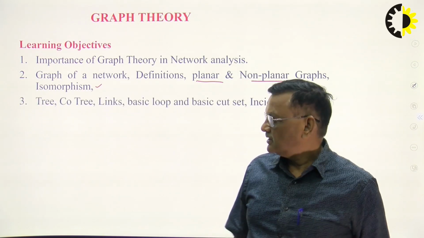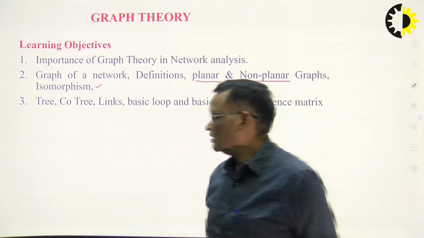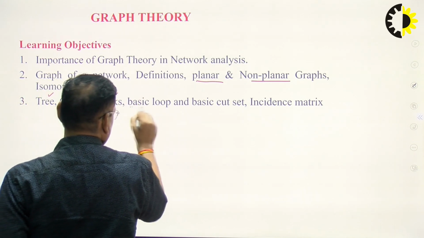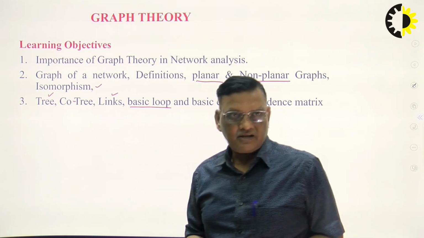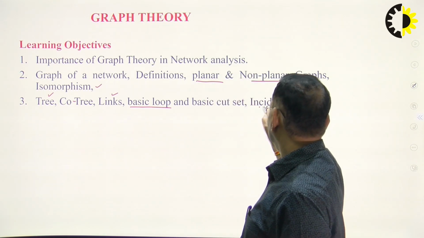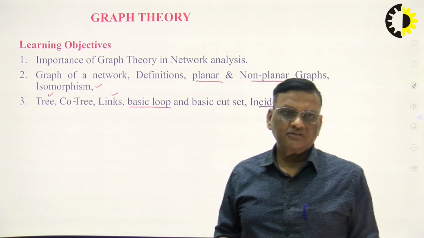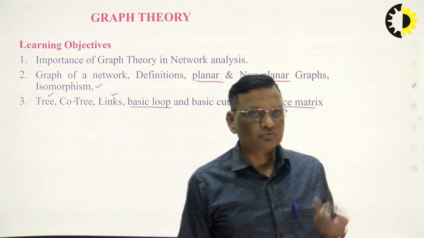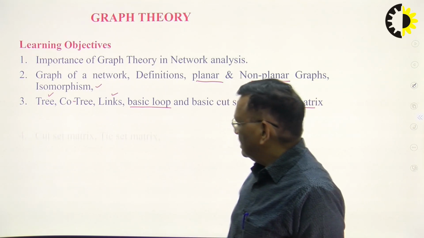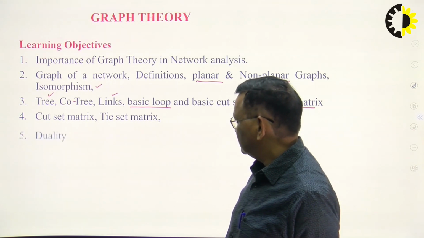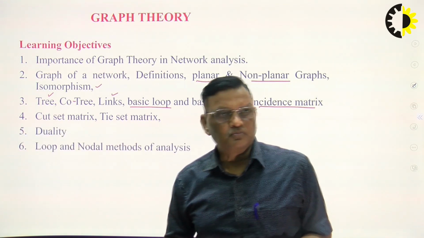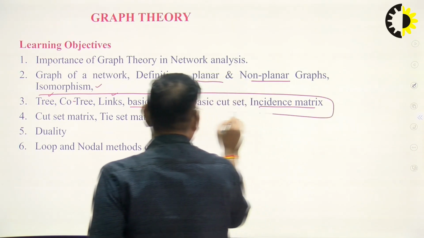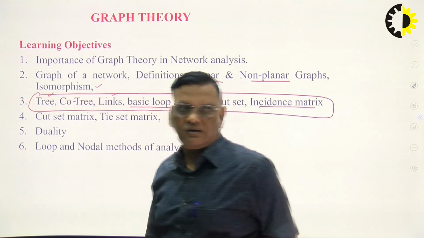Today we are going to discuss the remaining topics of this course: what is a tree, then what is a cotree, links, basic loop or tie set, basic cut set, and incident matrices. We will discuss the different matrices used in graph theory to carry out network analysis, then duality, and in the last, loop and node analysis. Today we will focus on the tree and the different matrices used in graph theory.